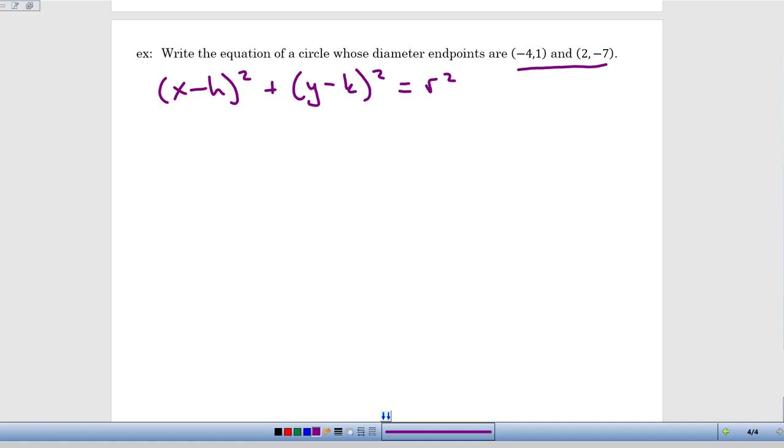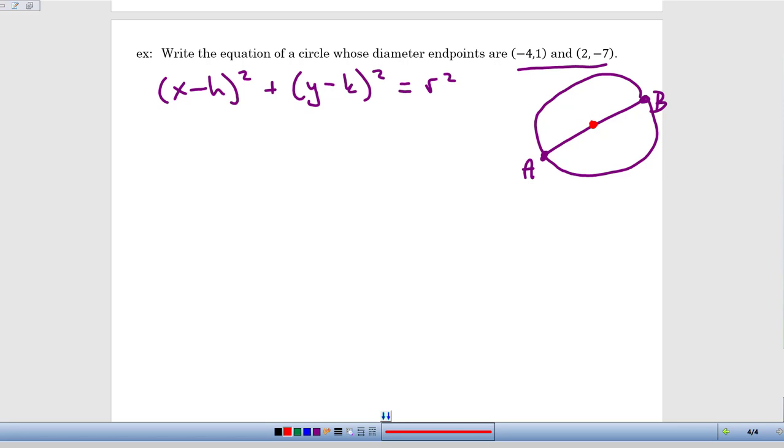and 2, -7. So I'm not even going to try to plot those accurately. But if I've got the two endpoints of the diameter, that means that my circle looks something like this. Well, if I want to figure out what the center is going to be, it's the midpoint of that line segment that connects the 2 points, A and B. And so hopefully we've got some memory of our geometry days where we knew how to find the midpoint of a segment given the coordinates of the 2 points.